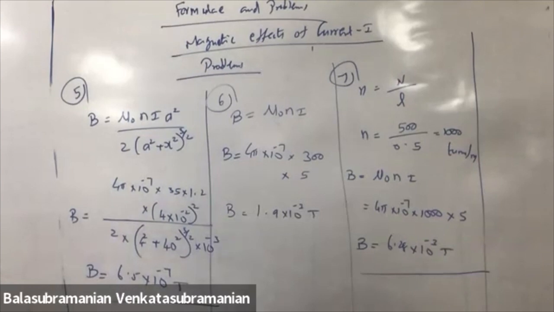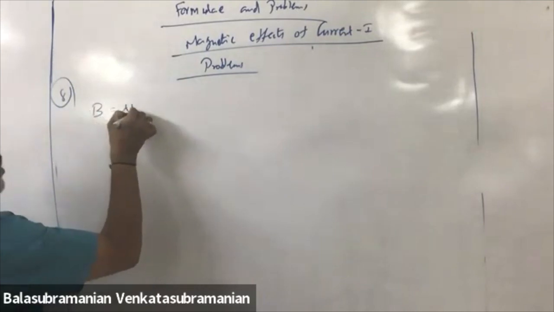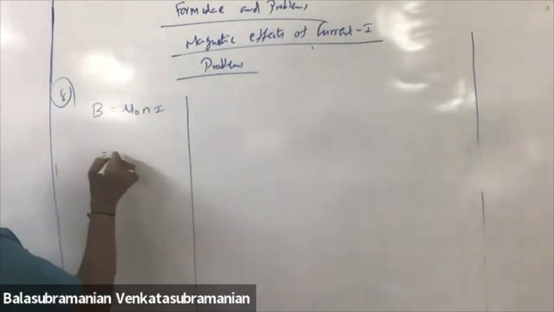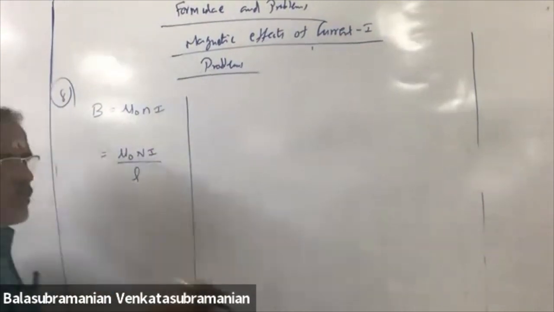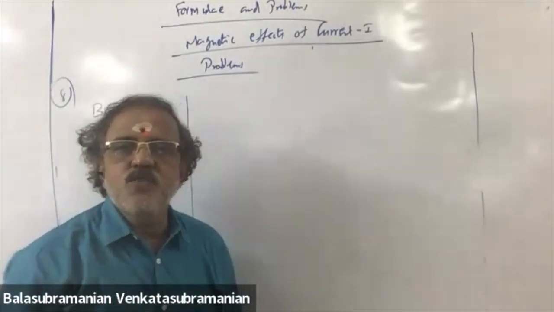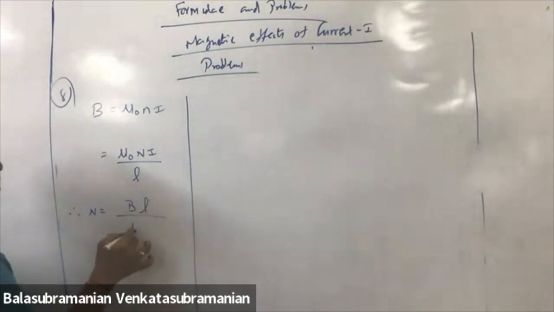Eighth problem. The magnetic field at the center of a 50 centimeter long solenoid is 4 into 10 power minus 2 Tesla when a current of 8 ampere flows through it. What is the number of turns in the solenoid? Same formula, B is equal to mu naught nI, but here n is capital N by L, the number of turns per unit length. Only the number of turns is asked, so N will be BL by mu naught I.